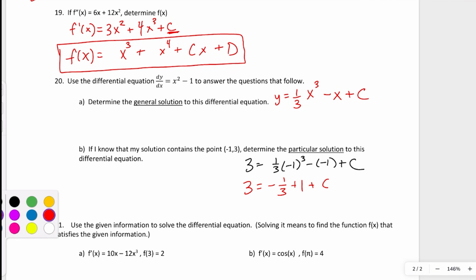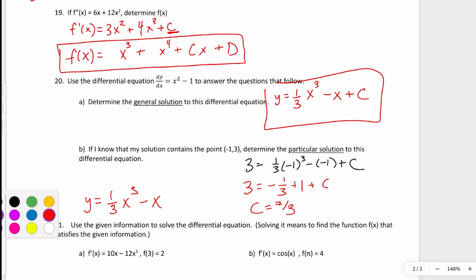So 3 minus 1. Hang on, am I missing something here? 3 minus 1. Yeah, I guess it's just going to be what it is. So 3 minus 1 is going to be 2. 2 plus 1/3. 6/3 plus is going to be 7/3. So that's my c. But the actual particular solution is going to be y equals 1/3 x cubed minus x plus the c value we just found, 7/3.